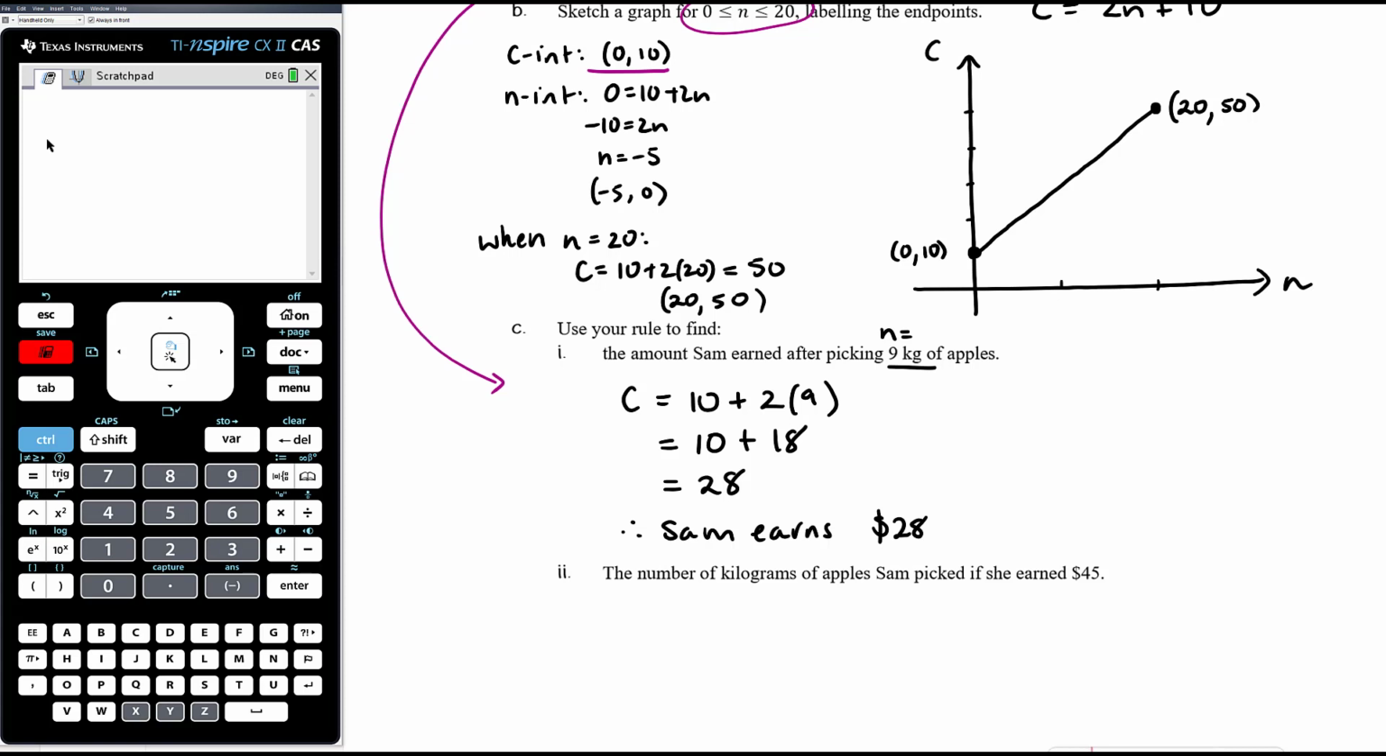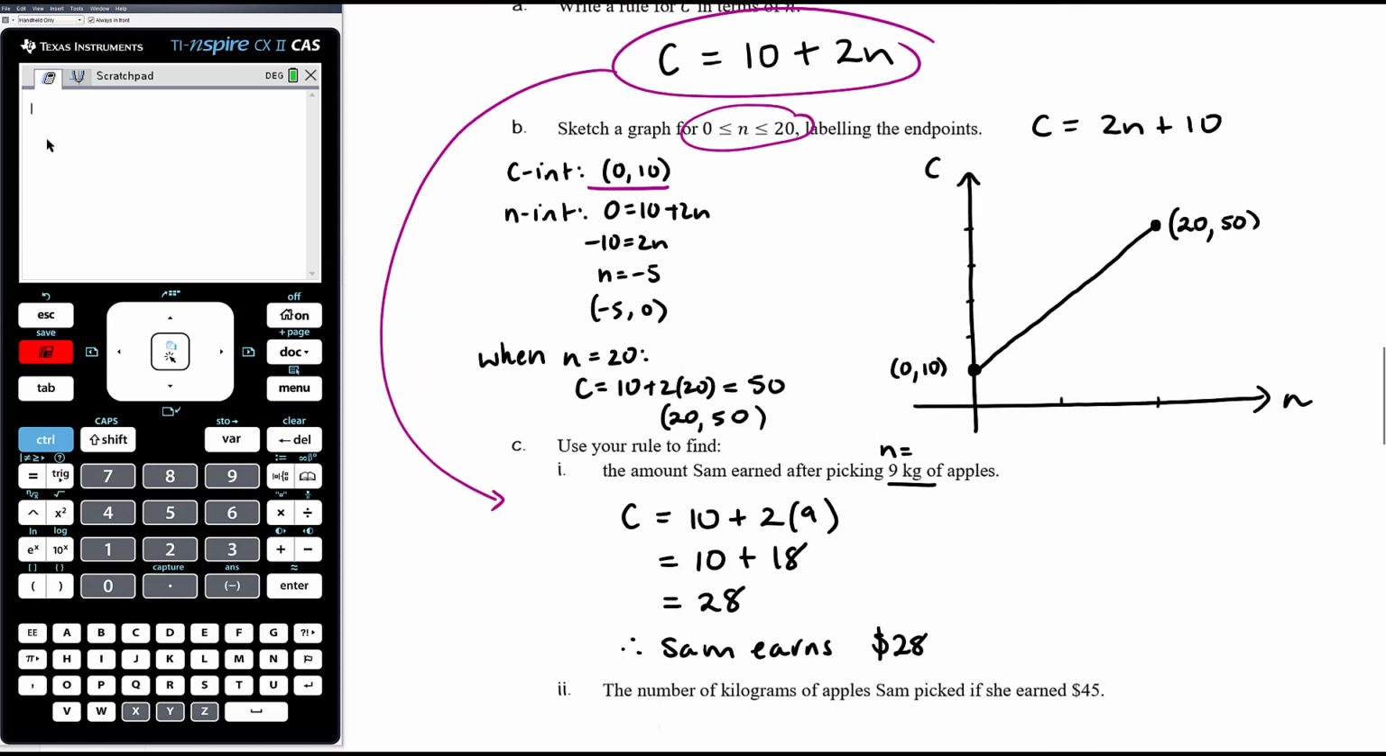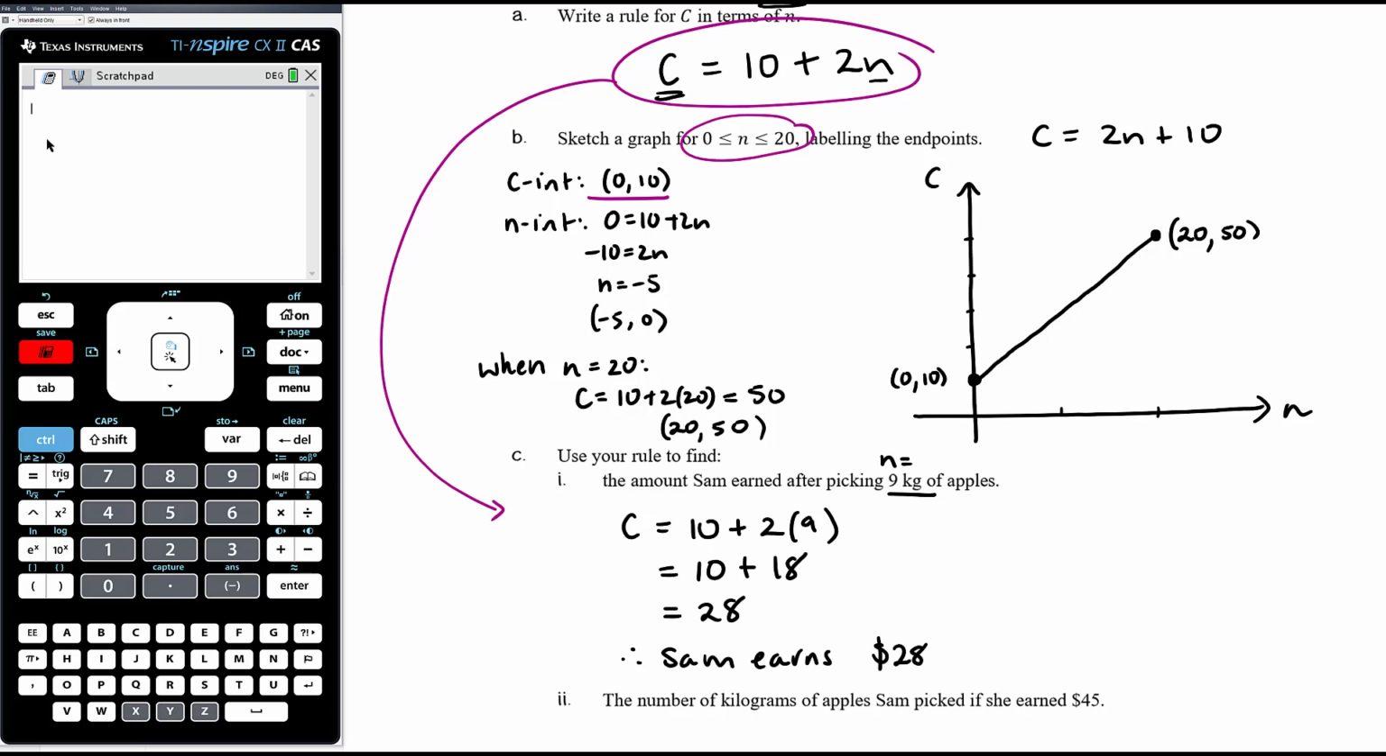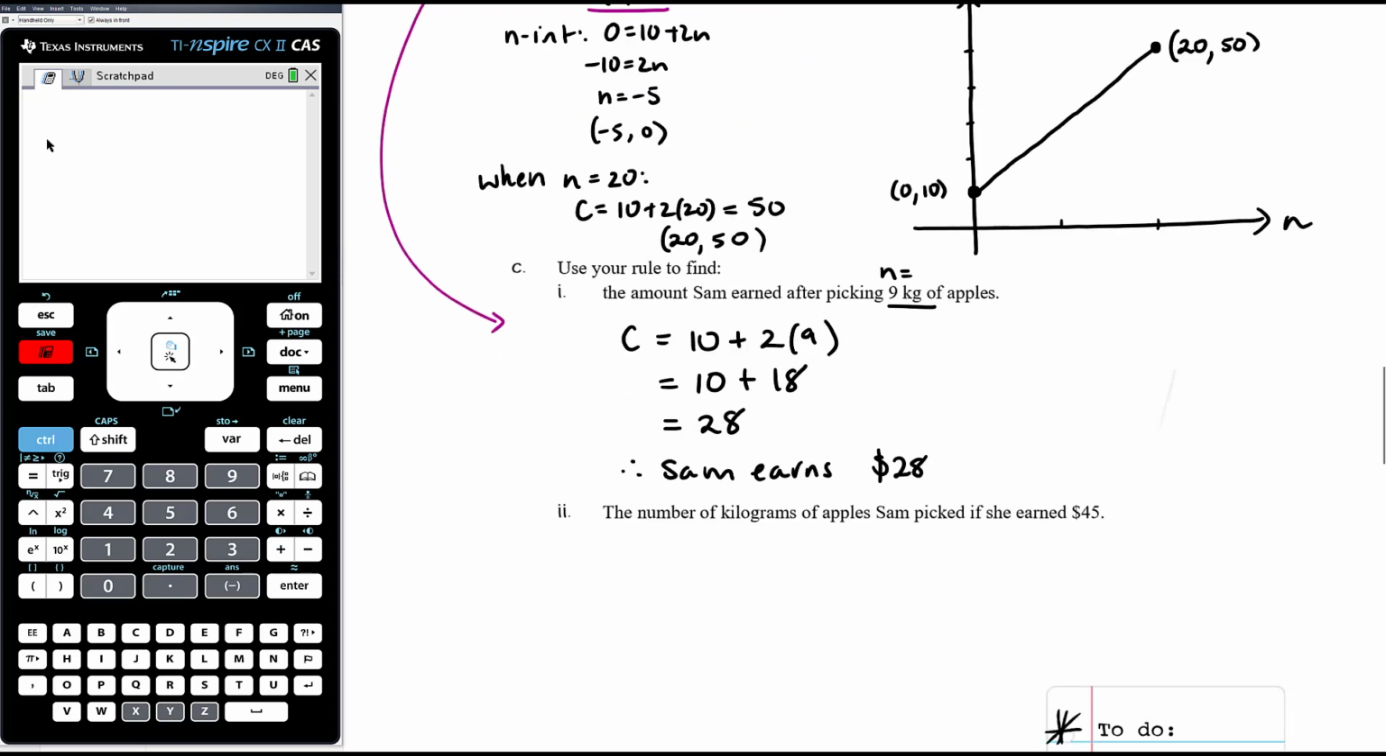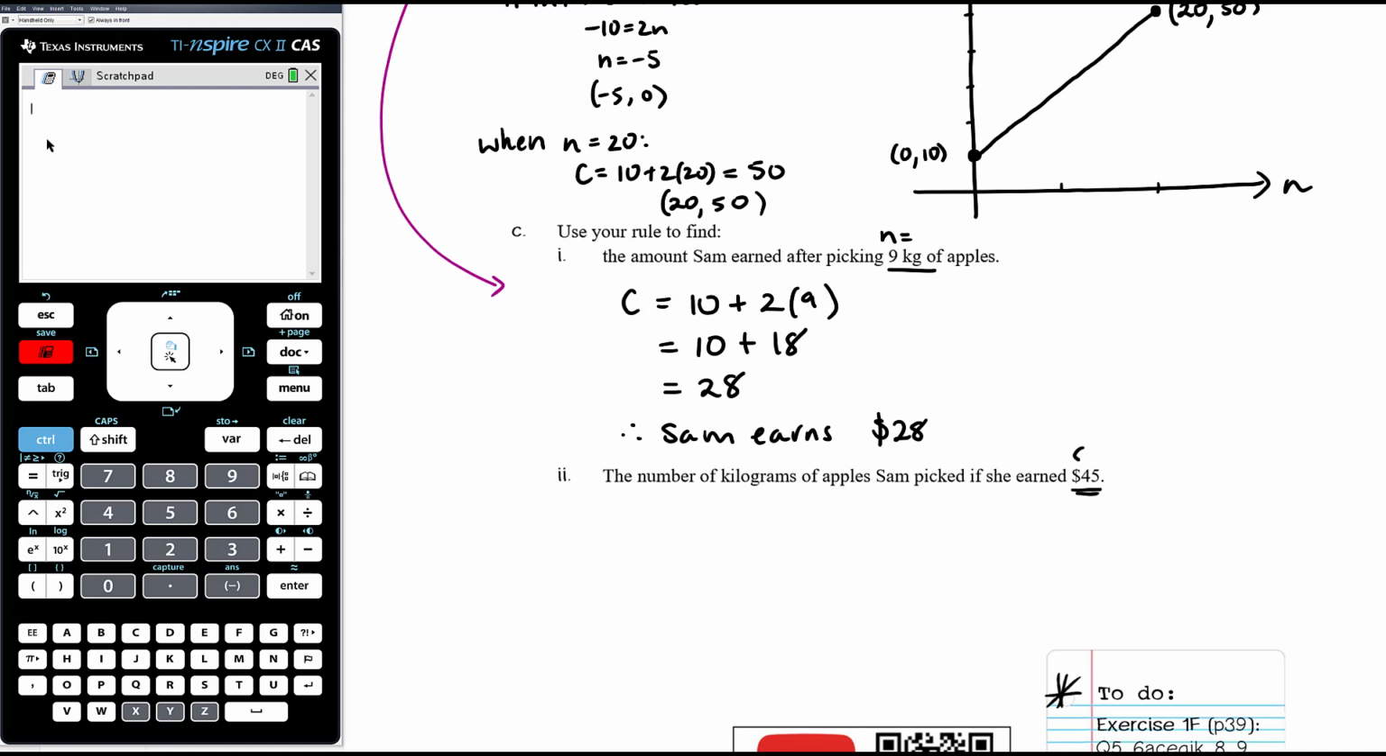Okay, part 2, find the number of kilograms. So again, reading the question, we read the stem and then the part that comes after it. So use your rule to find the number of kilograms of apples Sam picked if she earned $45. Okay, so again, our rule connects the amount she earns with the number of kilograms. In part 1, we were told the number of kilograms, we calculated the amount she earns. In part 2, we're told the amount she earns, which is C, and we need to find the number of kilograms. So this time, 45 equals 10 plus 2n.